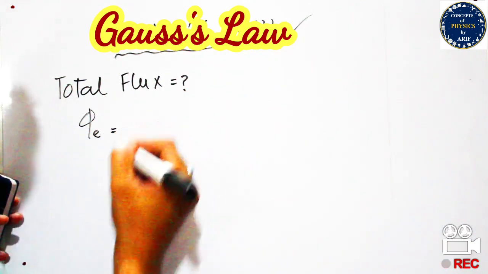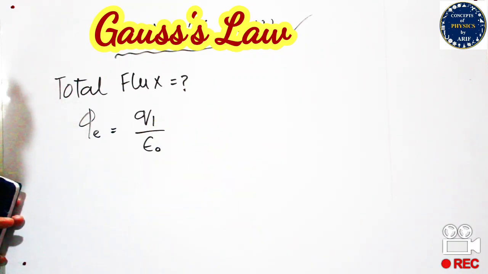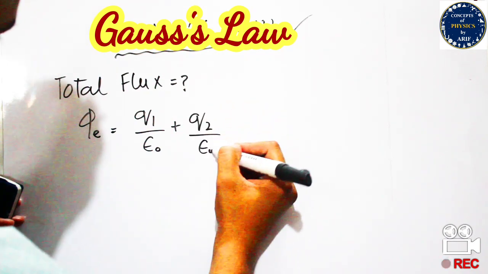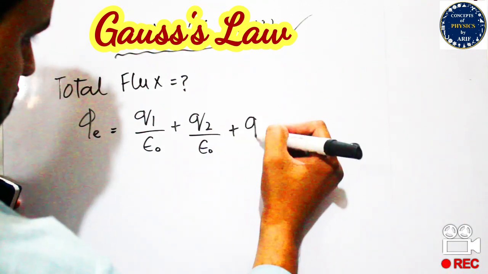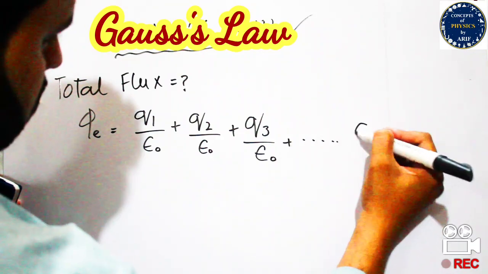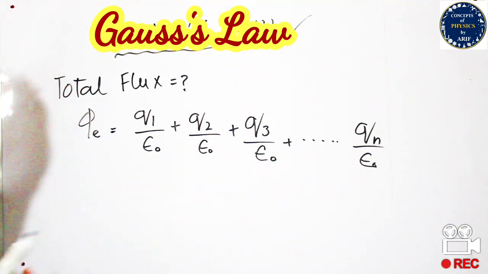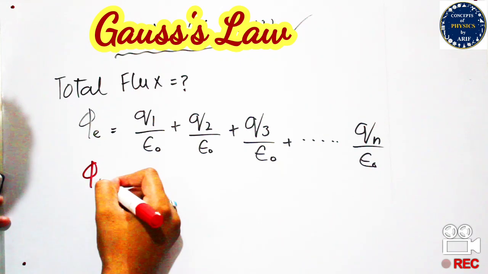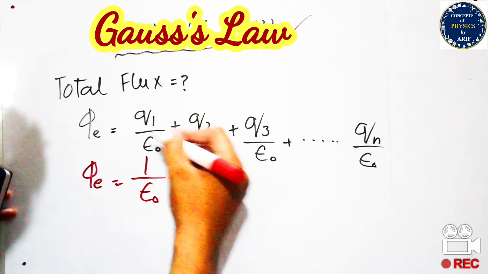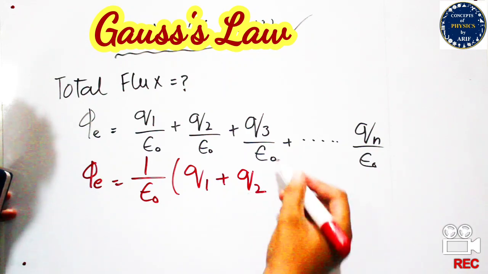We know that the flux has the formula phi E is equal to Q over epsilon naught. So for charge 1, the flux will be Q1 over epsilon naught. For charge 2, Q2 over epsilon naught. For charge 3, Q3 over epsilon naught, and so on up to charge n, which will be Qn over epsilon naught. In this expression you can see that 1 over epsilon naught is common and can be taken out from all the expressions. Taking 1 over epsilon naught as common, the remaining terms will be q1 plus q2 plus q3 up to qn.